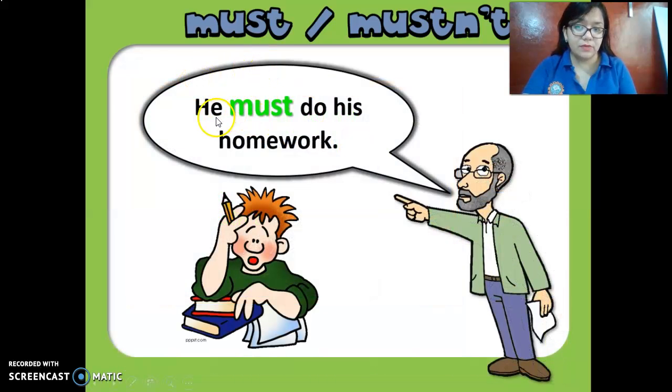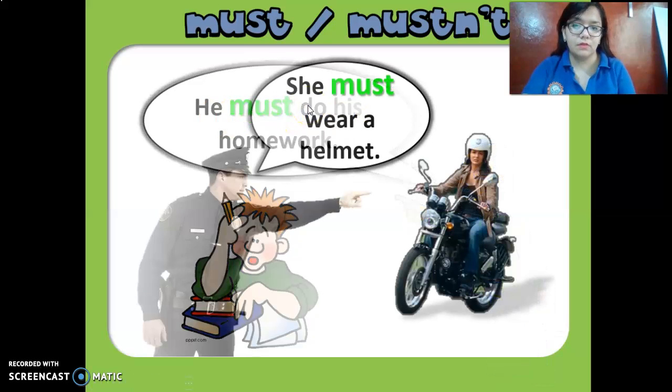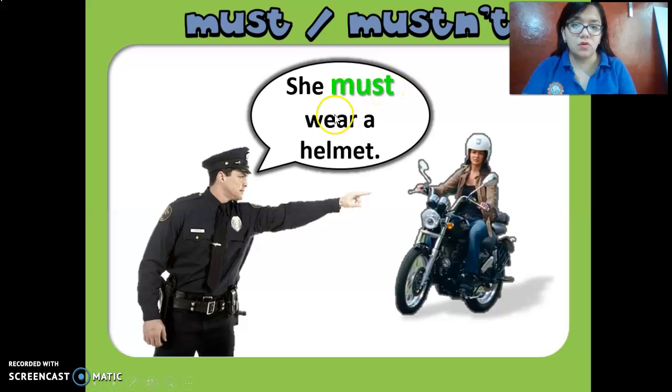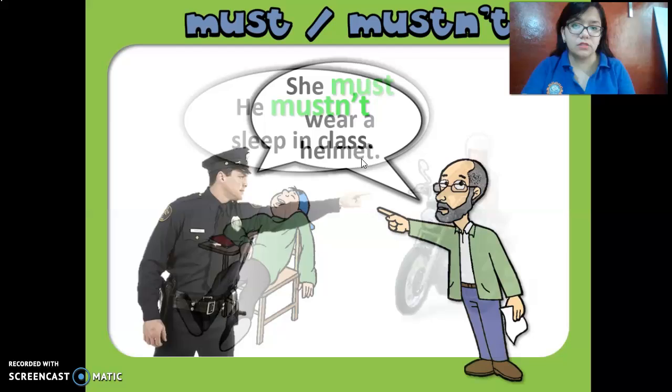Let's see this example. He must do his homework. She must wear a helmet. If you notice, guys, when we use the modal must in third person, we don't use the s. We don't add the s to the verb. We just say you must wear a helmet.